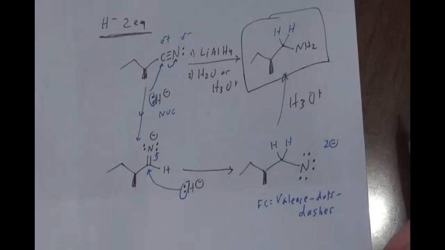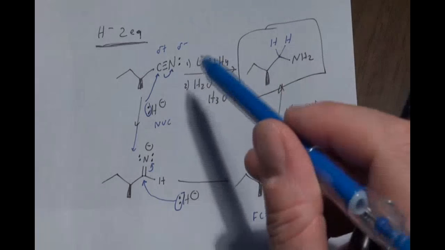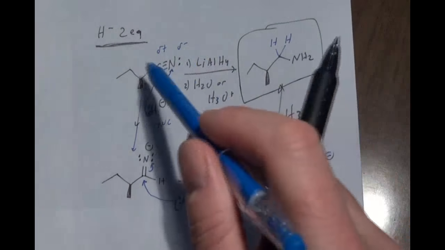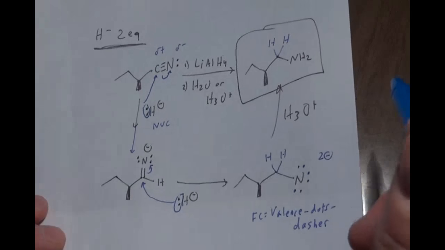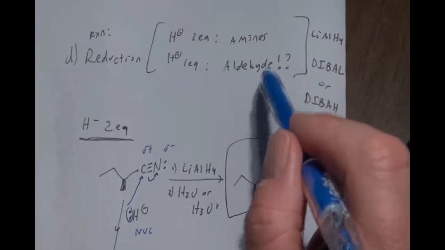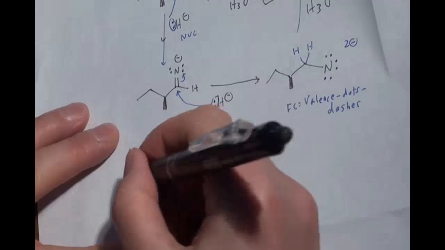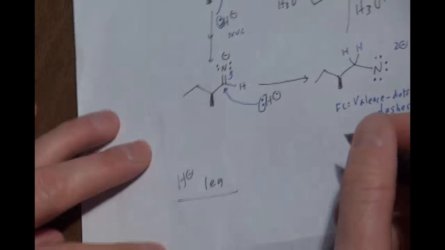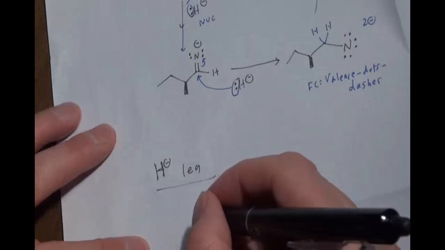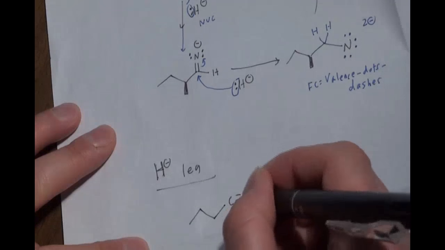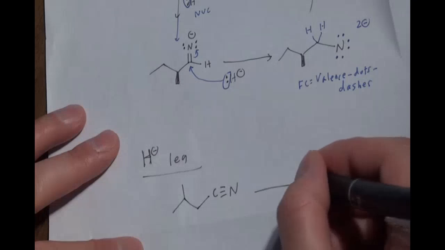Okay, great. So that's the two-step reduction, H minus 2 equivalent. What is the one-step reduction, and what's the final functional group? Well, we said it was going to be an aldehyde, right? And we're going to use DIBAL or DIBAH. Let's show that. It's really easy, actually. Given what we've learned already, this is actually really pretty straightforward. So H minus 1 equivalent now is going to be the conversion of a nitrile to the aldehyde.